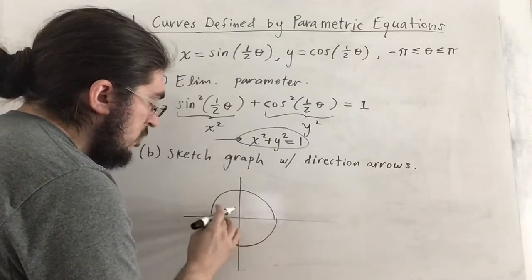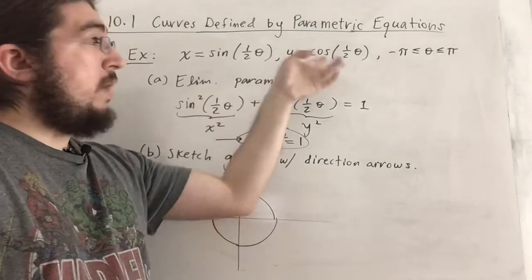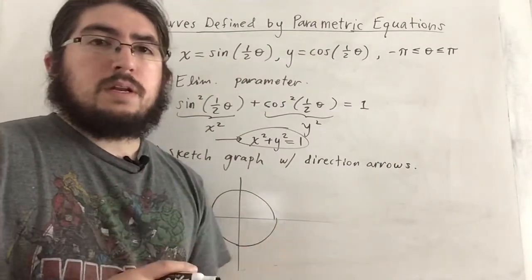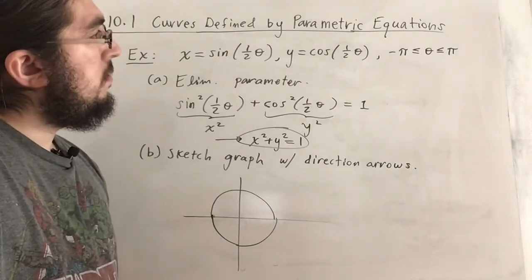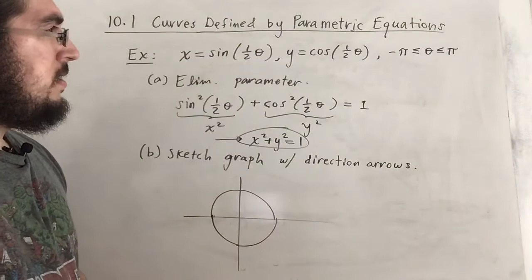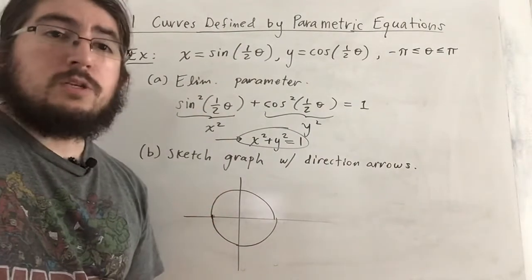Now one thing that we can try to do is we can plug negative pi and pi into x and y individually and see what the largest and smallest x and y can be, so for x and for y individually. But there may be another way of going about that. But for right now, let's at least start with the directional arrows.